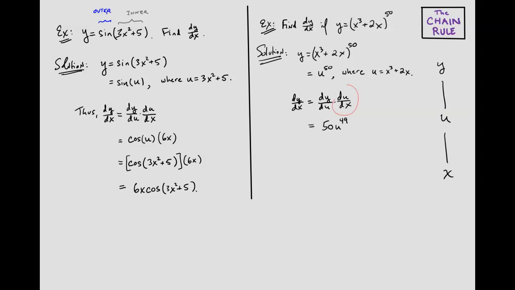The second factor is du dx. Well, to find that, we need u as a function of x, which we have right here. u is x cubed plus 2x, so the derivative of u with respect to x is going to be 3x squared plus 2. And now all we have to do is write this all in terms of x. The only thing we have to take care of is translating u into the language of x, which we can do with that dictionary entry right there. So that instead of having 50 times u to the 49th power, that first factor will now become 50 times (x cubed plus 2x) to the 49th power times (3x squared plus 2).